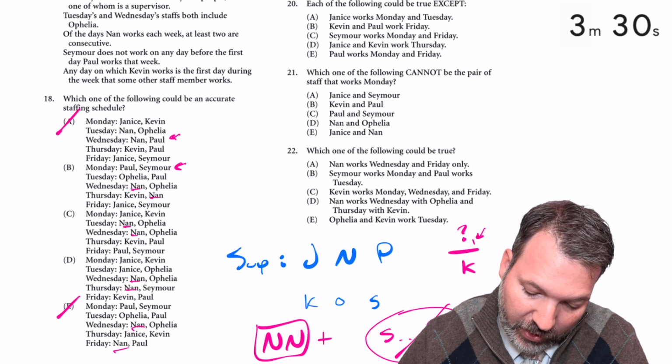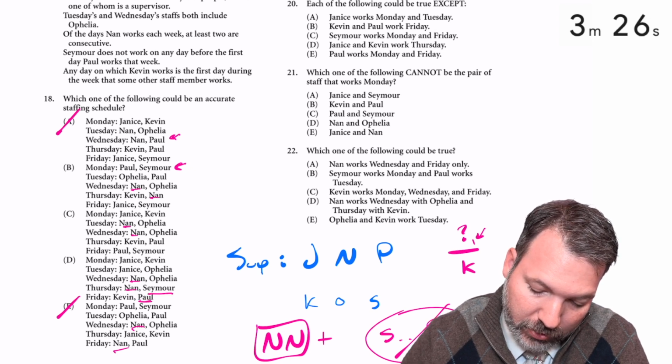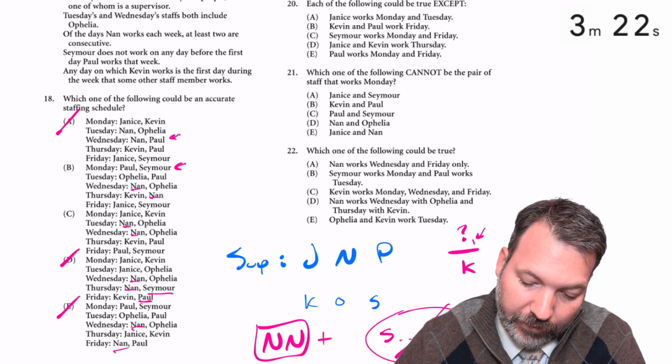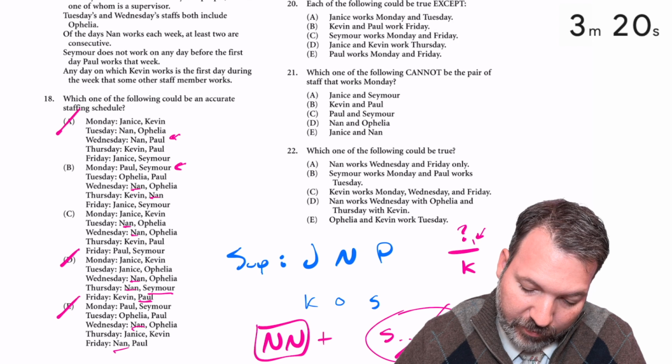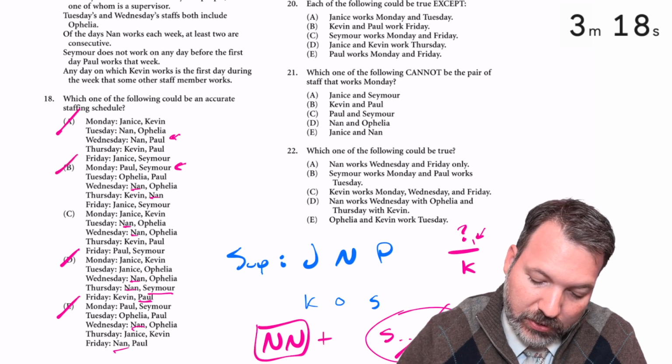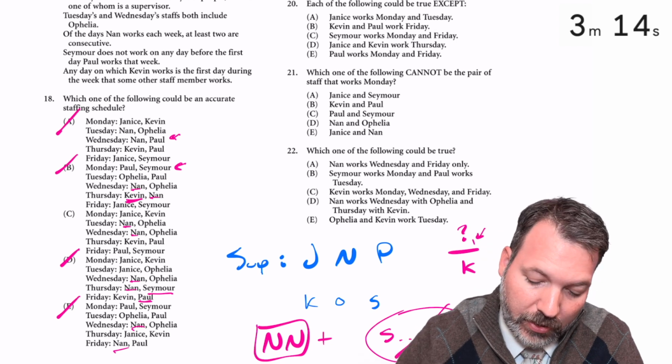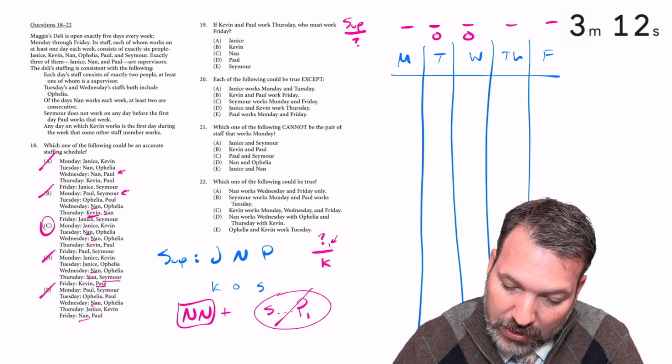D is not okay. We've got Seymour on Thursday and Paul goes first Friday. So that's out. Any day on which Kevin works is the first day during that week that some other staff member works. And I see B as a problem. I've got Kevin with Nan on Thursday, but Nan already went on Wednesday. So 18 has to be C.